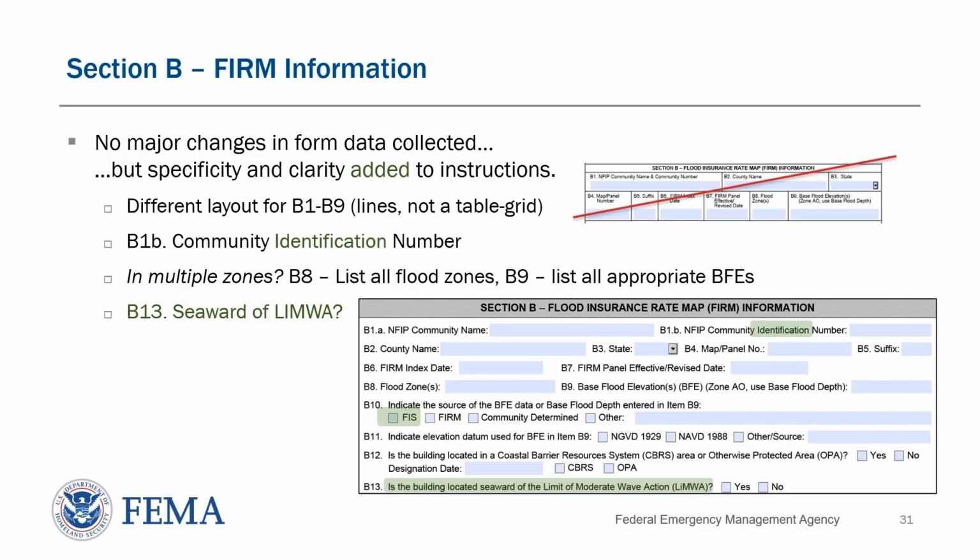There's a new field, B13, to indicate whether the building is located seaward of a LiMWA. If there's no LiMWA on the map, then the answer is no. In a coastal area with a LiMWA and a building that is located seaward of that LiMWA line, you check yes. We don't want this to be left blank. If there is no LiMWA on the map, or if the building is not in a coastal area, then just check the box that says no.